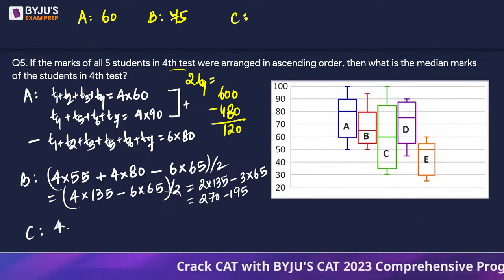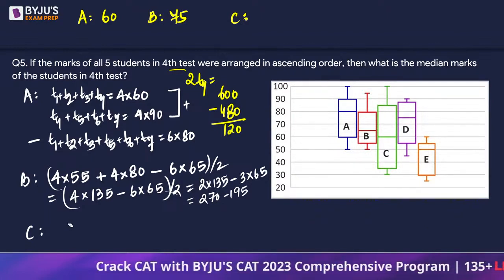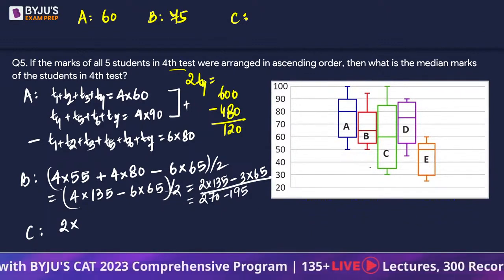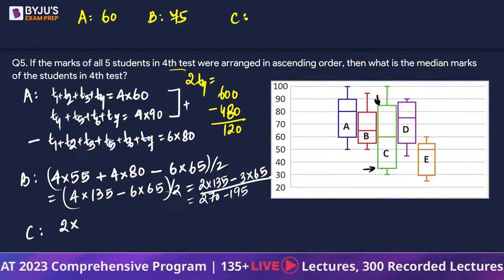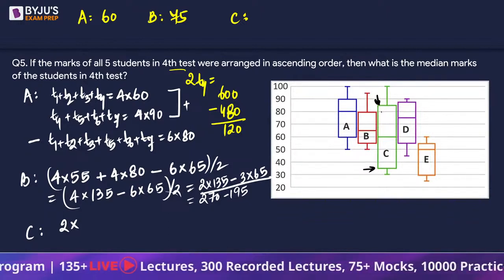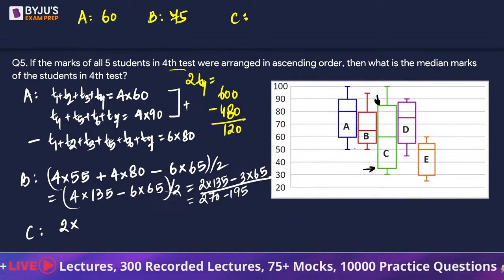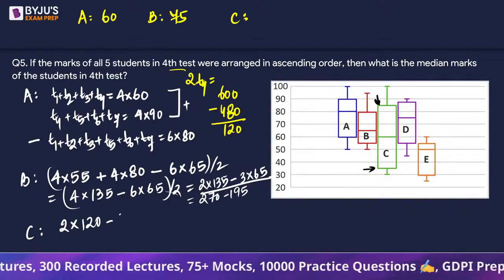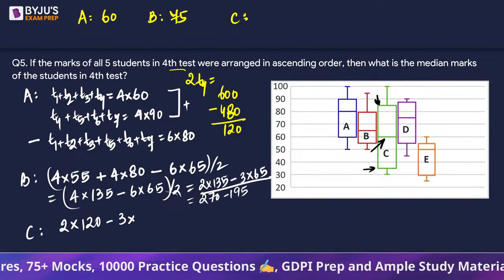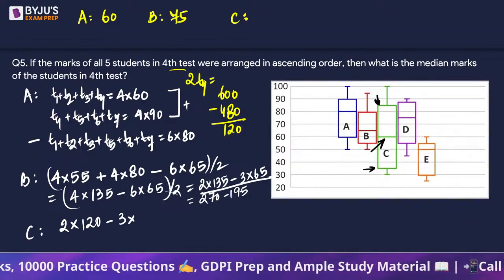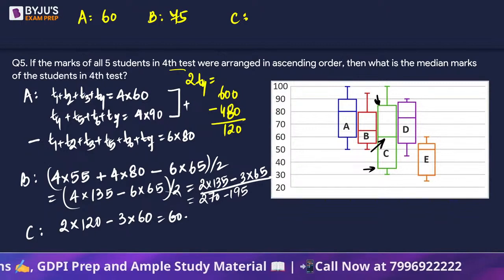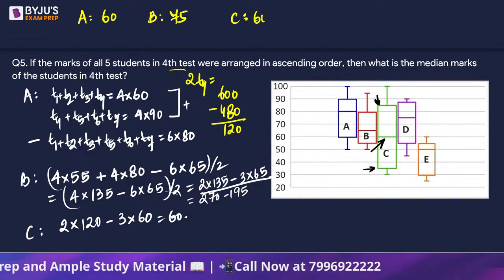C का हो जाएगा 2 times. मैं अब लास्ट एक्सप्रेशन पे ध्यान दे रहा हूं. 2 times the bottom number and the top number, which is 35 and 85. 35 plus 85 is 120. So 2 times of 120 minus 3 times of ye wali value, which is 60. So 3 times of 60. So 240 minus 180, this is going to give us 60. तो ये भी 60 होगा.